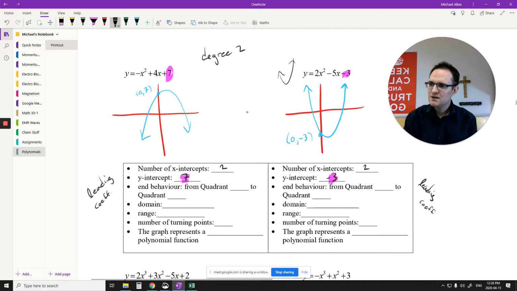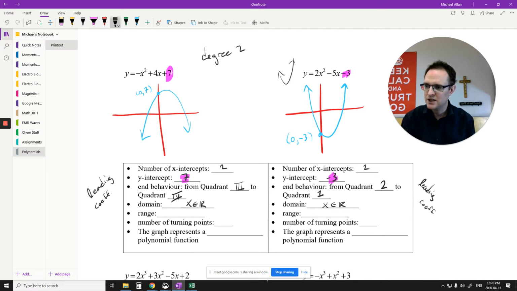And behaviors. So this one starts off in quadrant 3, and ends in quadrant 4. And if you want to, you can use numbers. You can say like this starts in quadrant 2, ends in quadrant 1. Domain, x in the reals, and x in the reals. My range.